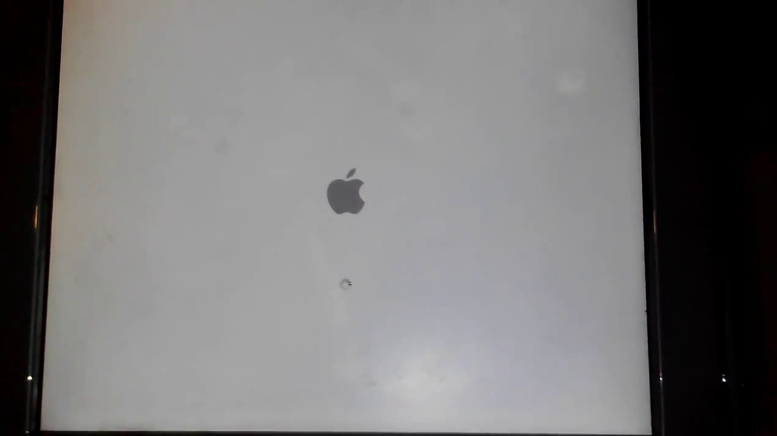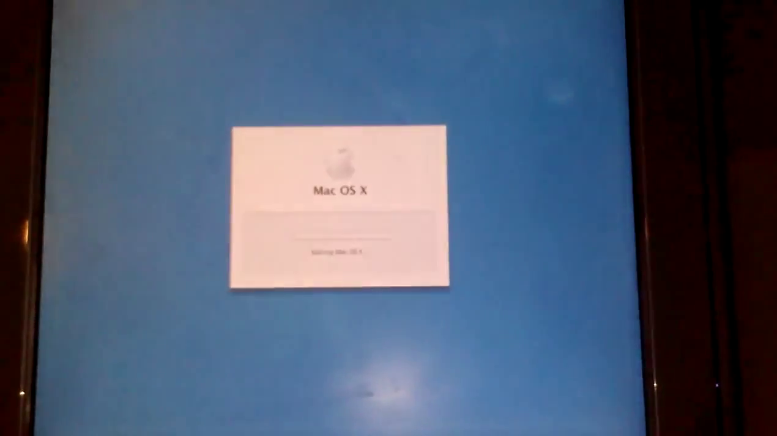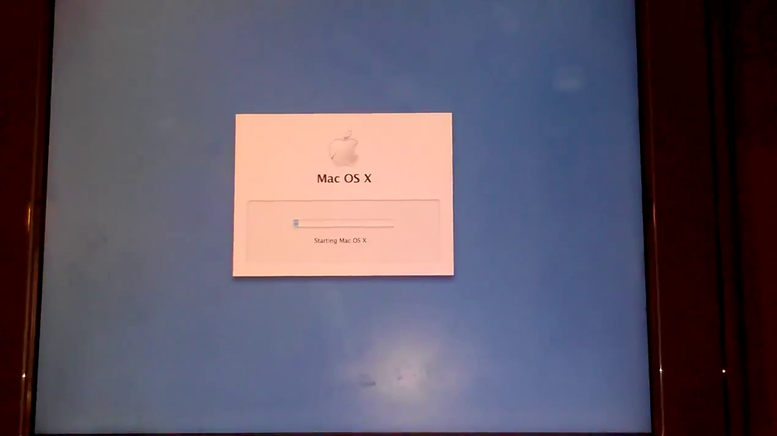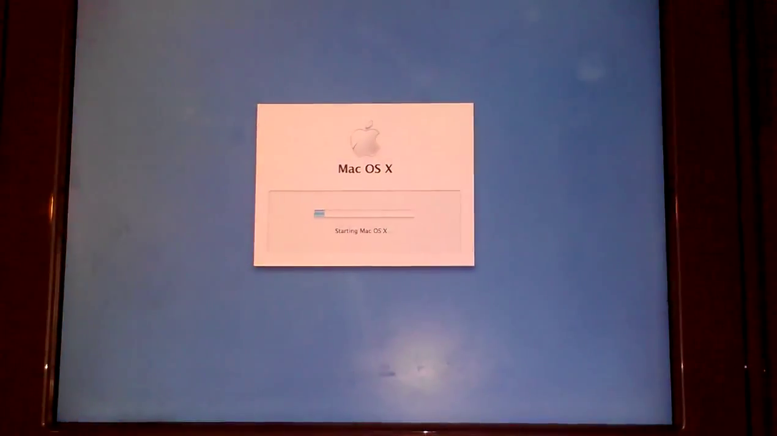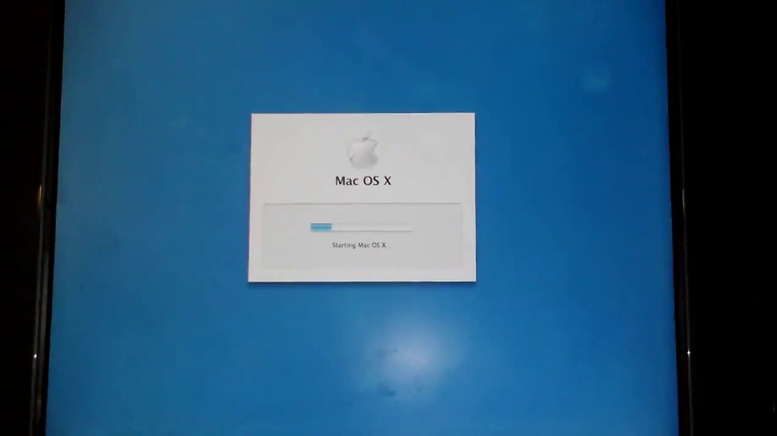I'm not sure if it's actually booting from the CD or the hard drive. I'm hoping the hard drive, but I heard the CD spin up. Alright. Starting Mac OS 10. Alright. Lucky there. Alright, so we are in Tiger.